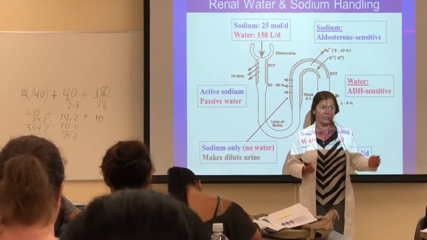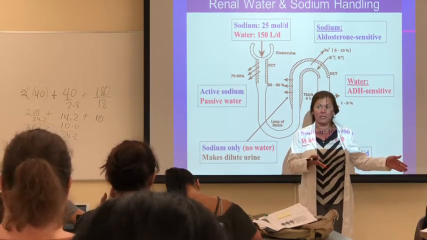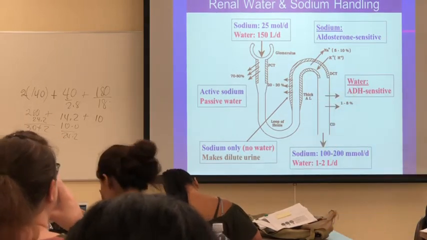That's the reason why in the distal convoluted tubule you have Aldactone, which is spironolactone, that basically will conserve potassium because it's an aldosterone antagonist. That's exactly what it says here.